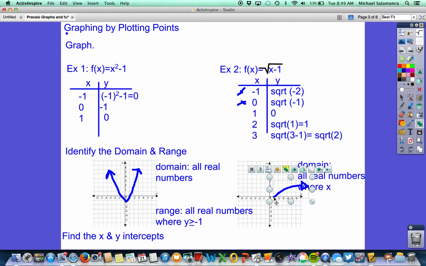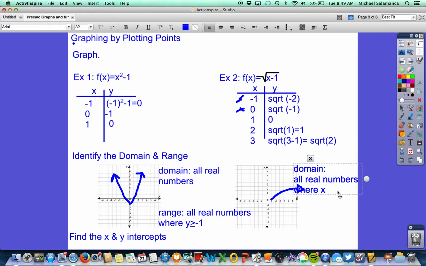at x equals 1, that's the last point we have. That's the farthest left we have. It doesn't go any more to the right. So we say all real numbers where x is greater than or equal to 1. The range is all real numbers where y is, now notice how far down does this graph go? It doesn't get any lower than y equals 0. Above that it exists. So where y is greater than or equal to 0 is our range.